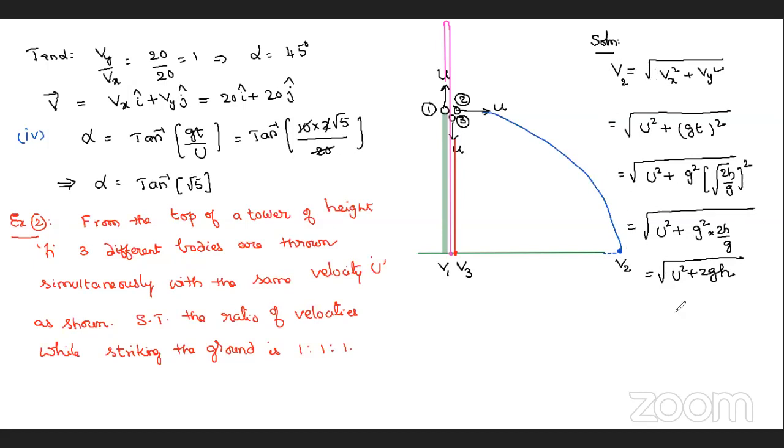Any doubt in my explanation here? V2. All of you understood how to get V2? Clear. Okay, good. So no problem.